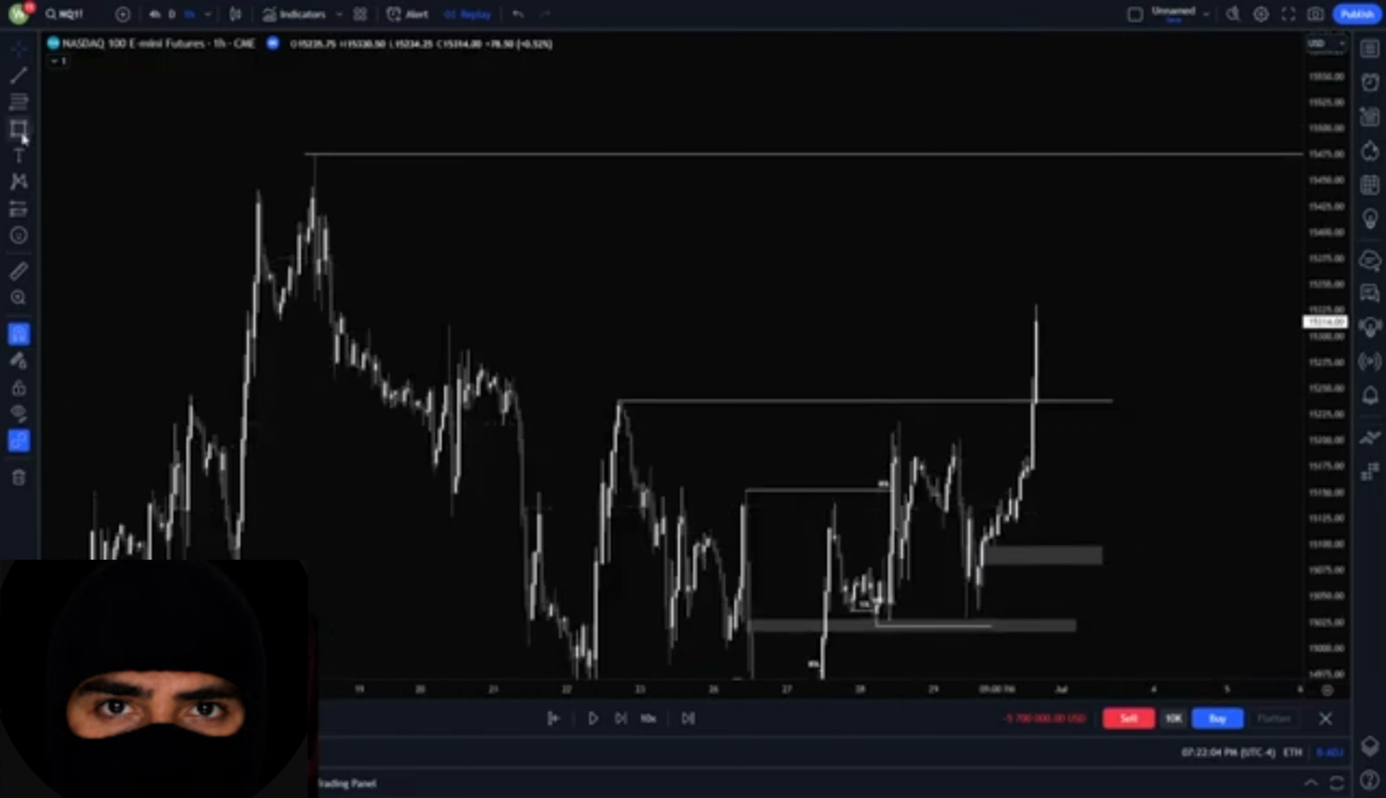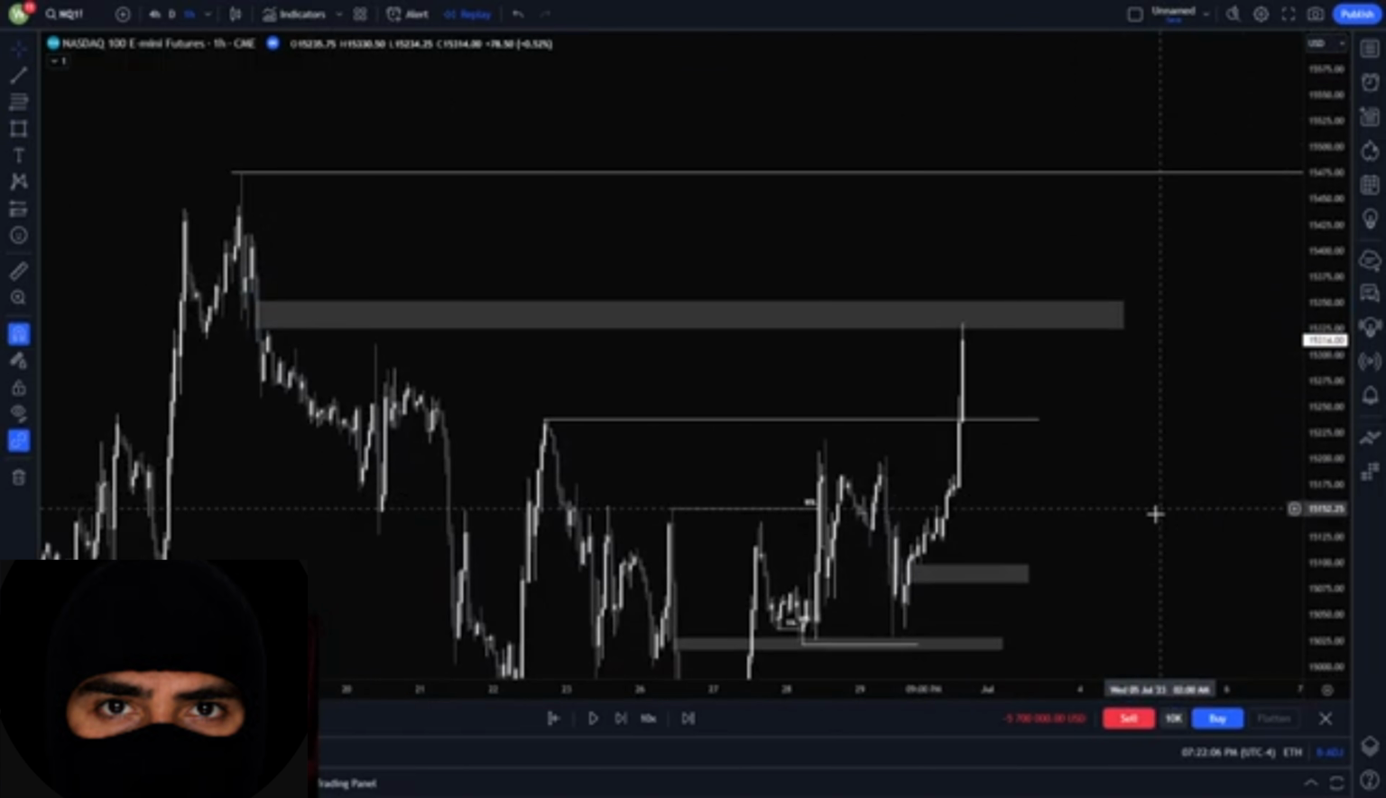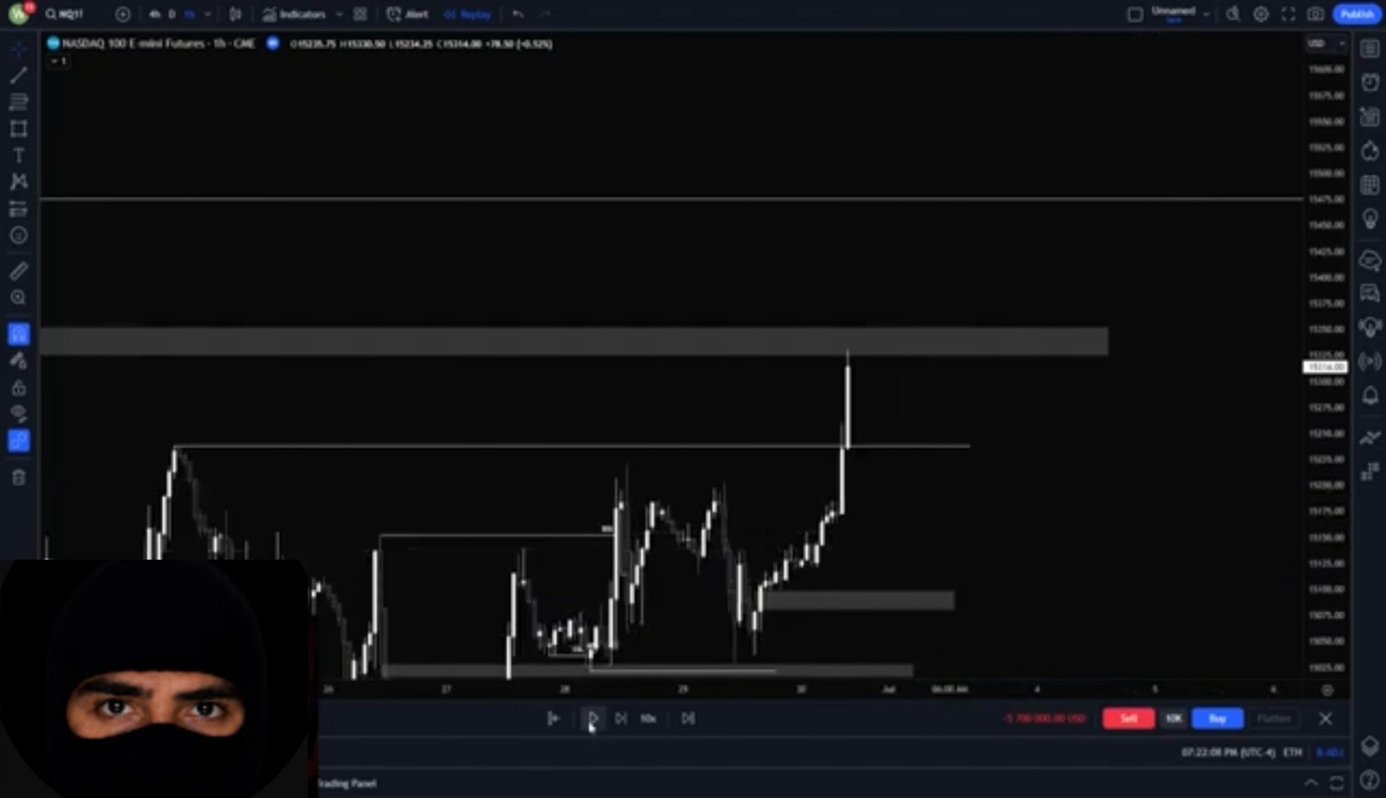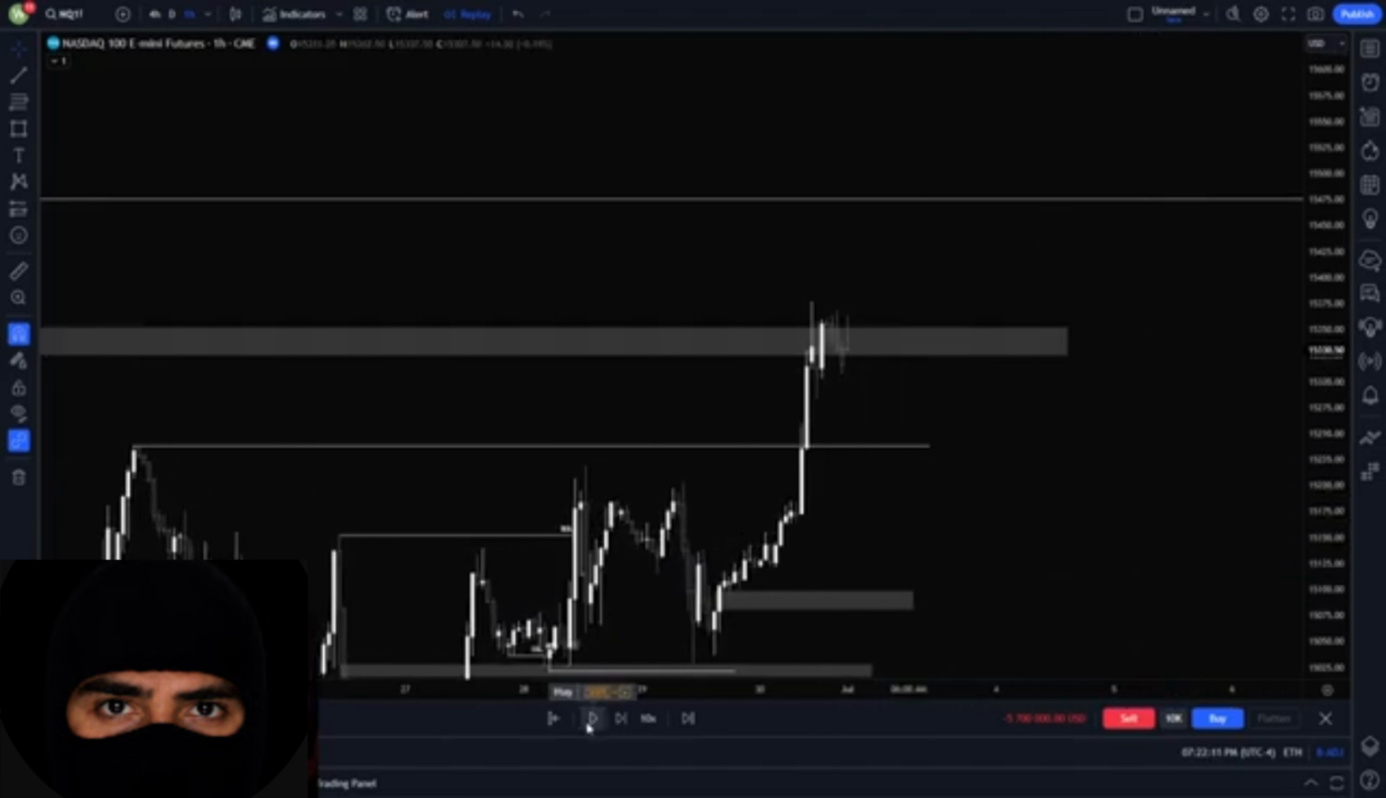Again, all of this, what is this? 1 hour fair value gap. What can I expect to see if we end up breaking through this? Probably higher. Are we going to disrespect this? Waiting, still respecting it, right?